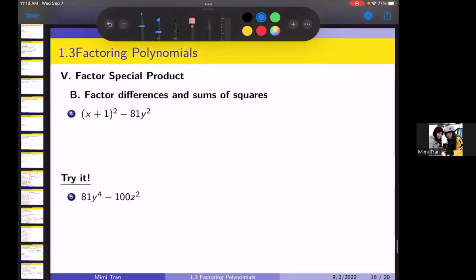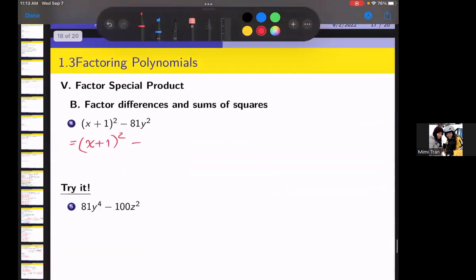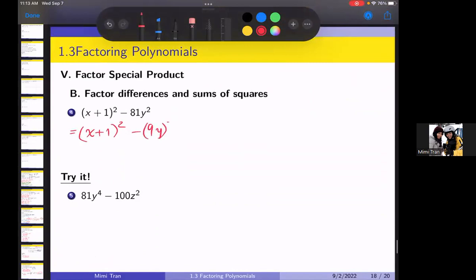Two more. All right, I'll do number 4. It's a little bit weird, but again, think about what is your A and what is your B. So for the first term, that whole thing right there, x plus 1 squared, nothing I can do, so I'm going to rewrite this x plus 1 squared. 81y squared, how would I rewrite this? Same thing with 121. Yeah, 9y in parentheses squared.